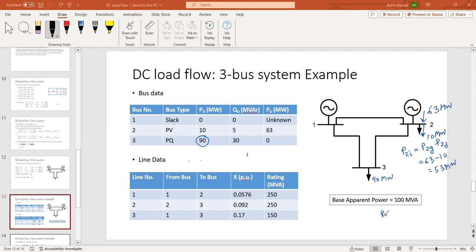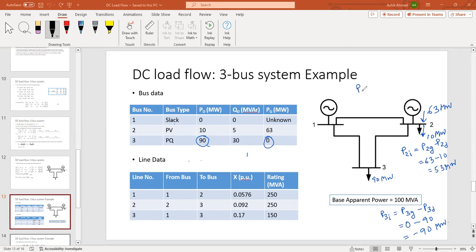Similarly, P3 injection is P3 generation minus P3 demand. What is P3 generation? 0, because there are no generators, minus 90 megawatts, the demand. So it is minus 90 megawatts, meaning 90 megawatts is actually taken out from this bus. So these are the injected powers.